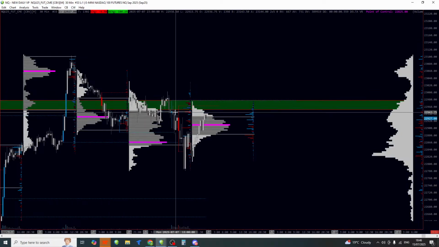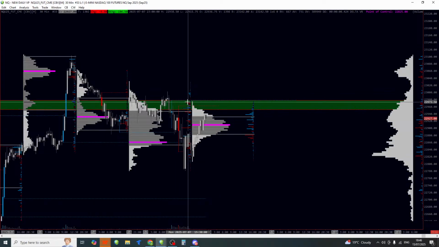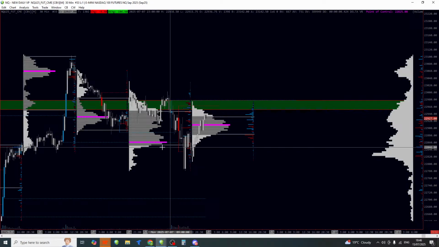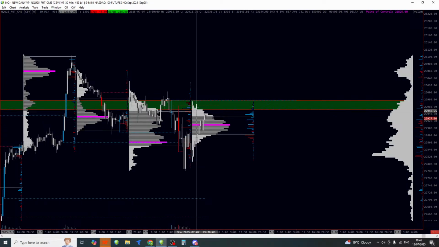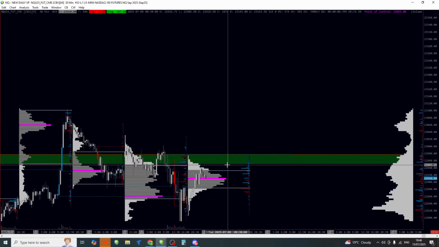Now you can see here we had these wicks. So this is a good area of support. We also come into the previous day. If you look at this daily volume profile, we come into the value area high. And remember where I was talking about low volume areas? You can see there was a lot of rejection from this area, right?